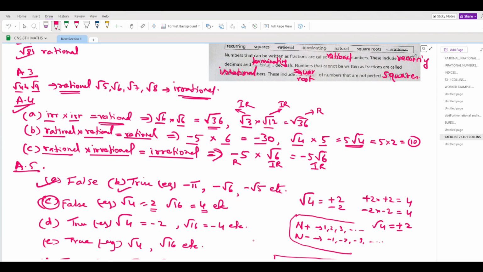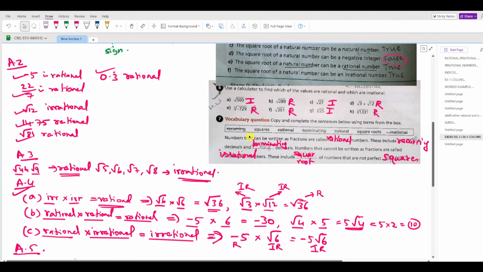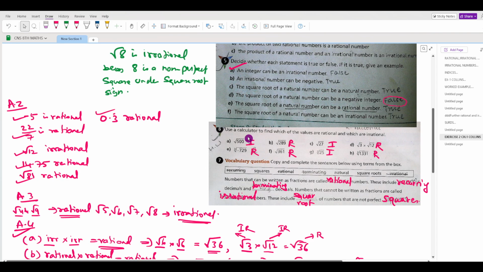But if you take root of 4 or root of 16, they will be rational. If you take root of 3, this will be an irrational number, isn't it? This will be an irrational number. So what the question is saying is, the square root of a natural number can be a rational number.